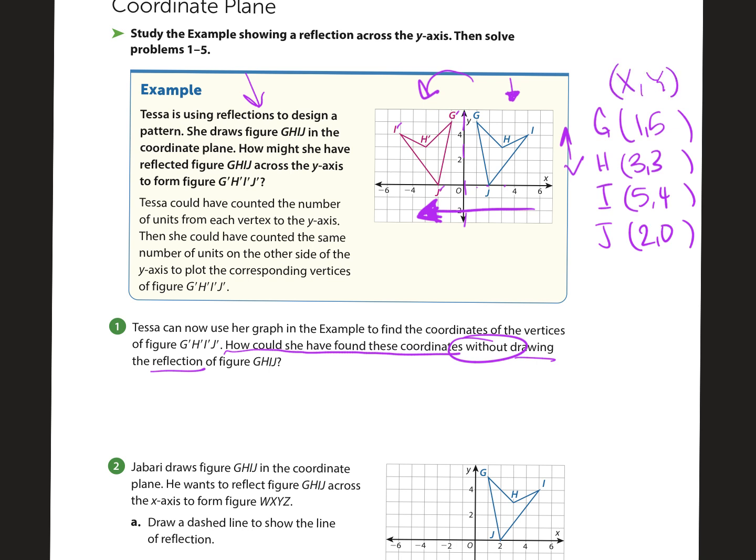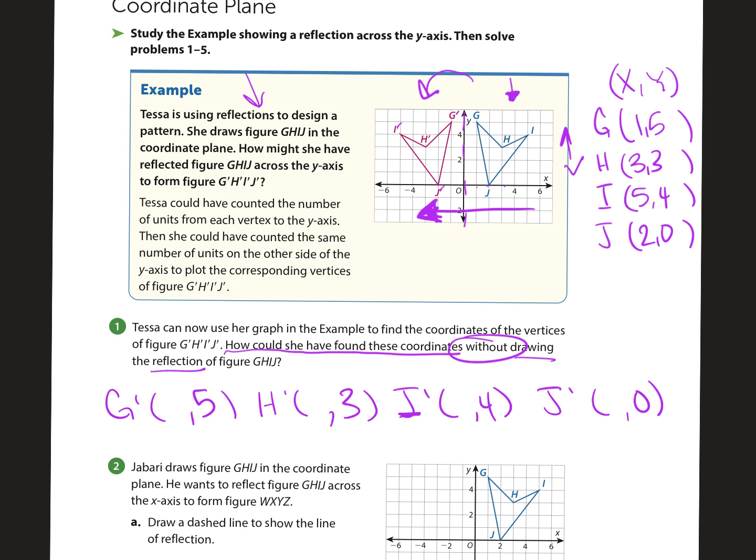I'm not moving up or down, so my Y values are going to be exactly the same. So G prime, H prime, I prime, J prime. My Y values are the same. So for G, Y is going to stay 5. For H, it's going to stay 3. For I, it's going to stay 4. And for J, it's going to stay 0.